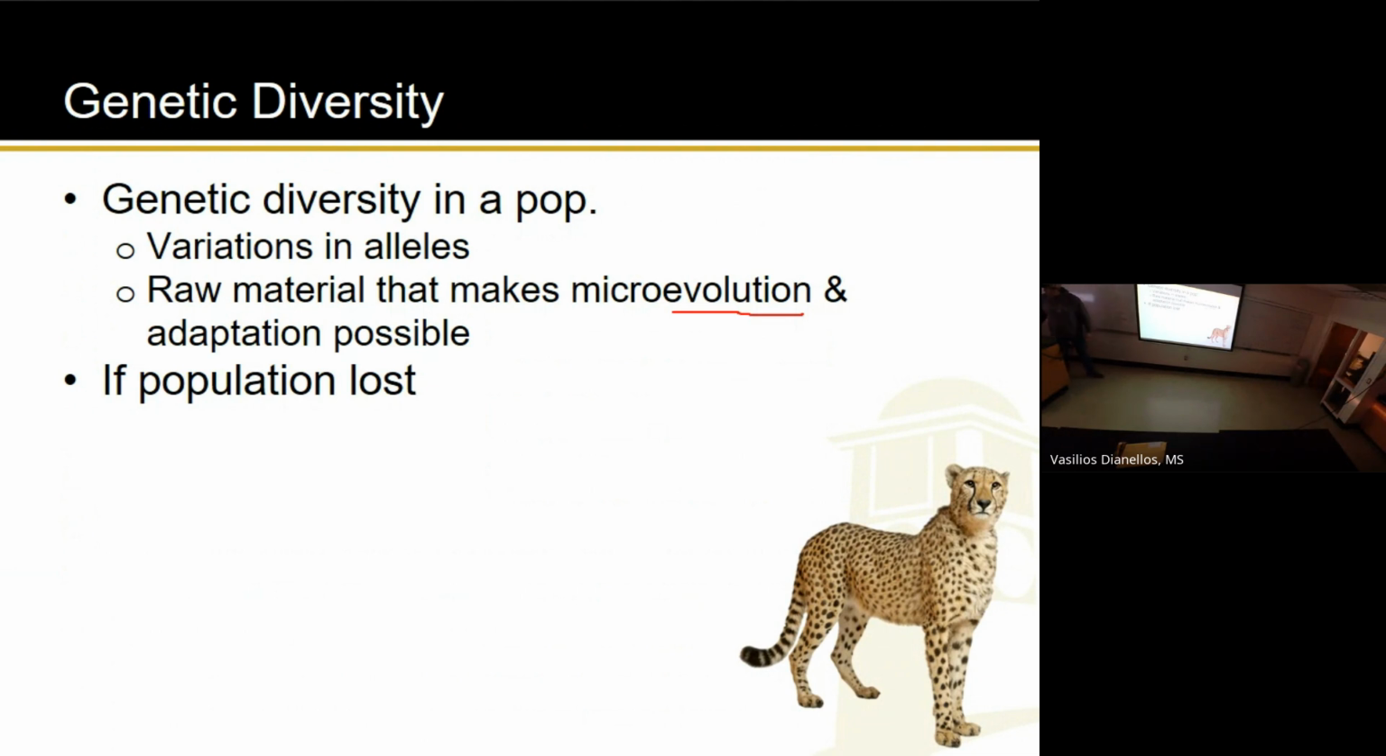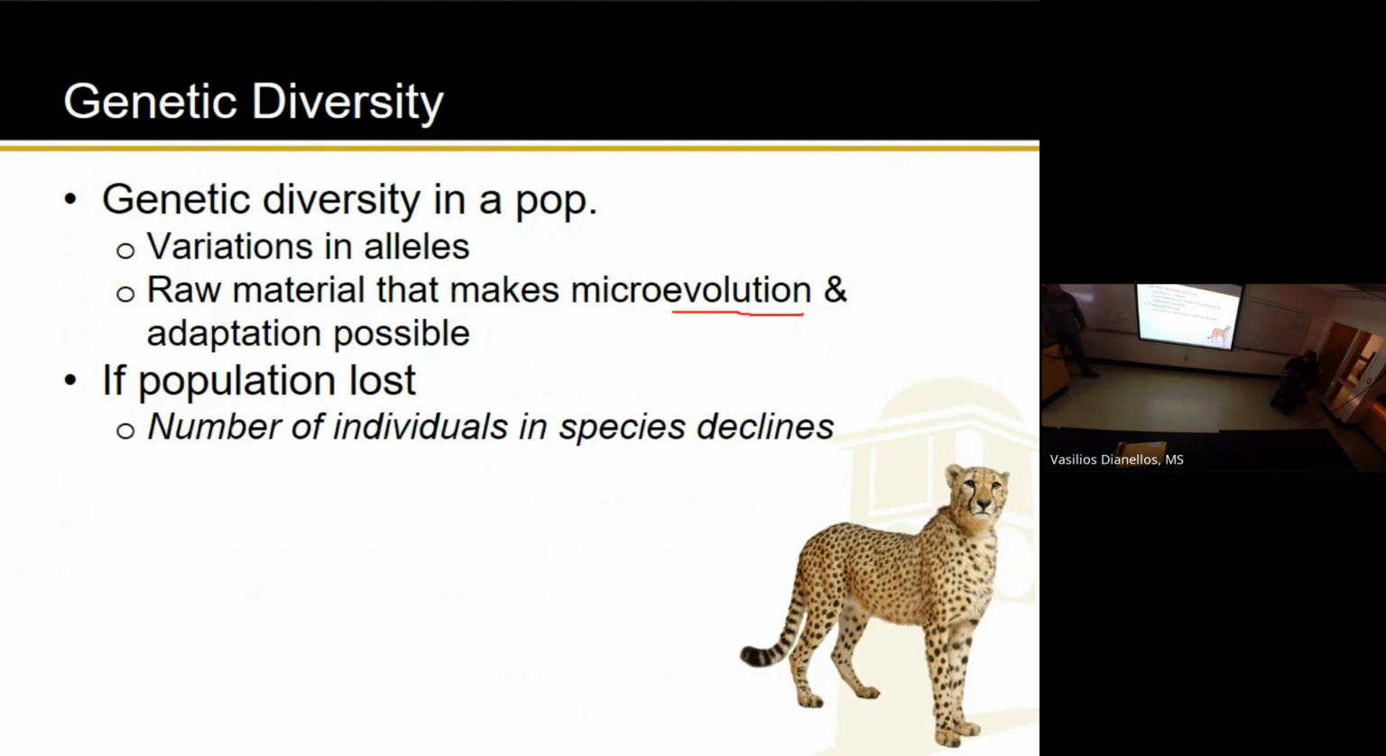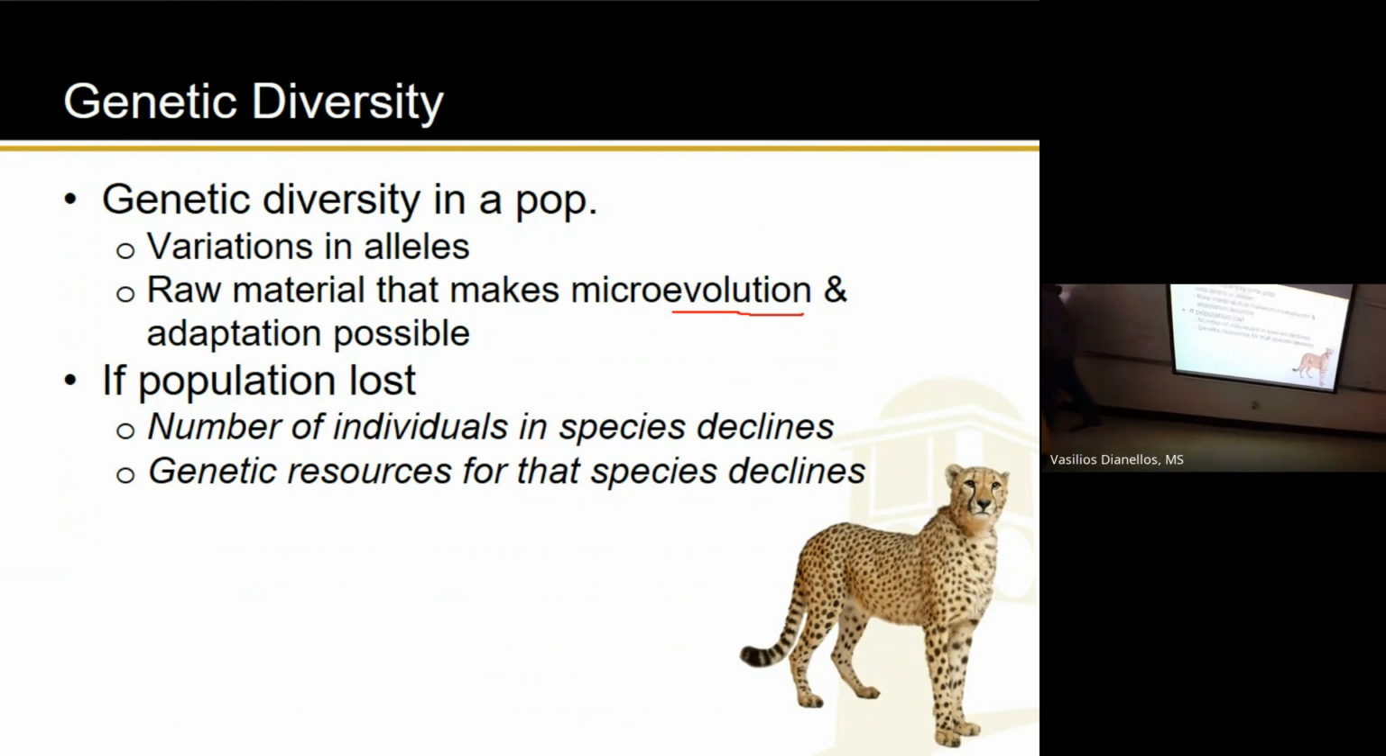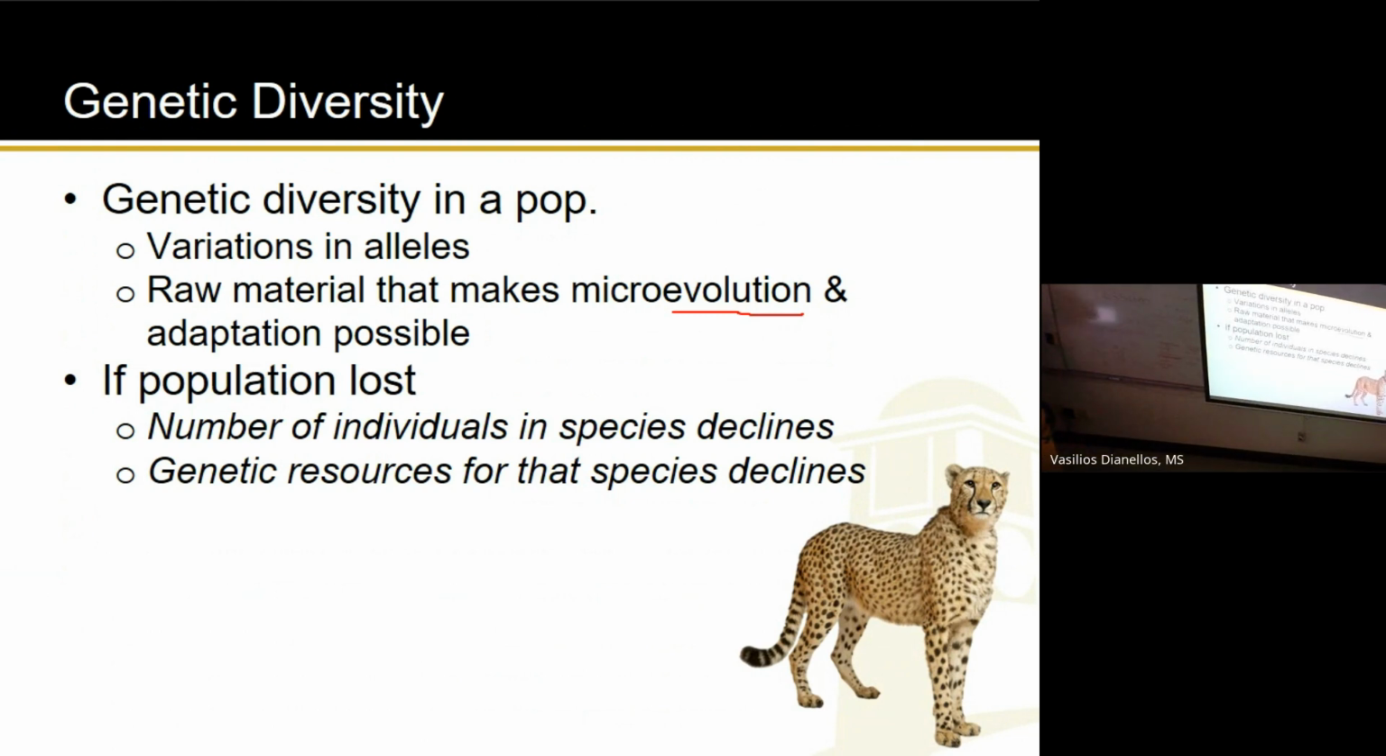So let's talk about what happens when a population is lost. Obviously, the number of individuals in the species is going to decline. That part's a given, right? If you lose an entire population of a particular species, obviously the entire number of that species has gone down. That part's kind of common sense. However, a little bit more important and a little bit less intuitive is this second bullet point. If you lose the population, you also lose genetic resources for that species. And I've used this same example before, where we talk about how, like for humans, right?